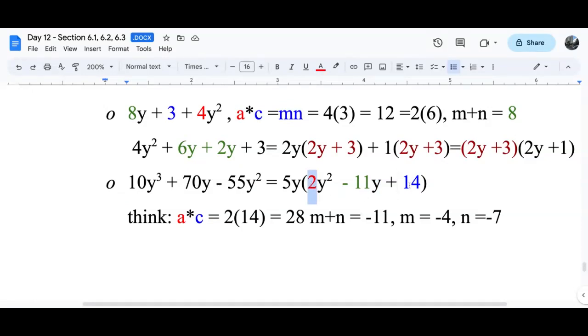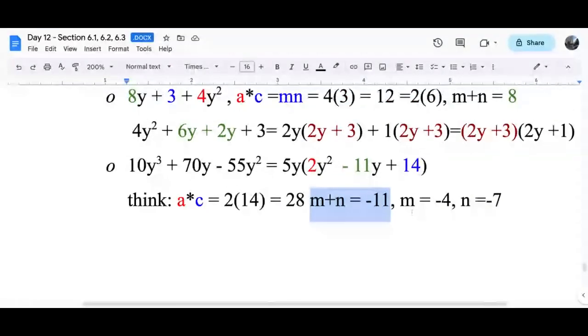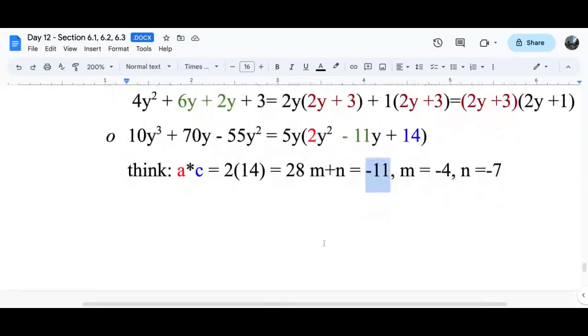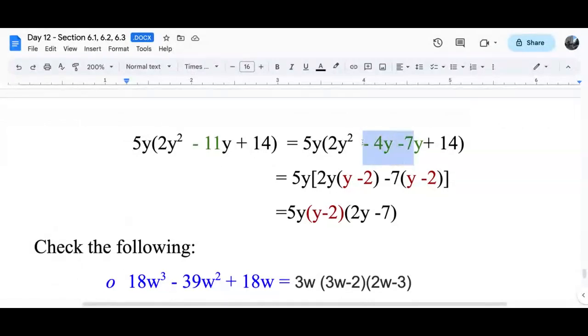Now we see A is 2, C is 14, B is negative 11. A times C is 2 times 14, which is 28. M plus N is negative 11. So we think about 2 factors that add together to be negative 11, but multiply to be 28. That has to be negative 4 and negative 7. Negative 4 times negative 7 is 28. Negative 4 add negative 7, that's negative 11. So then we split negative 11y as negative 4y and negative 7y.